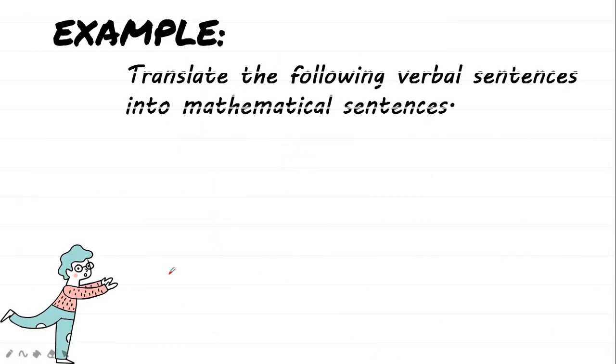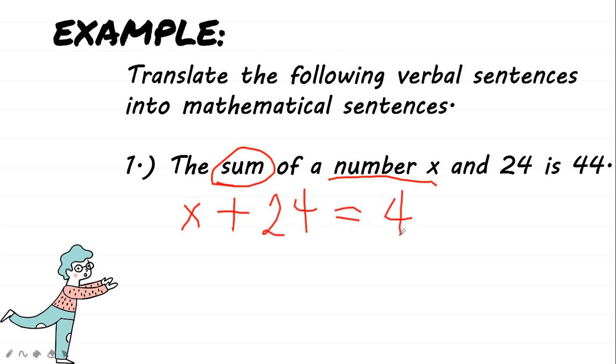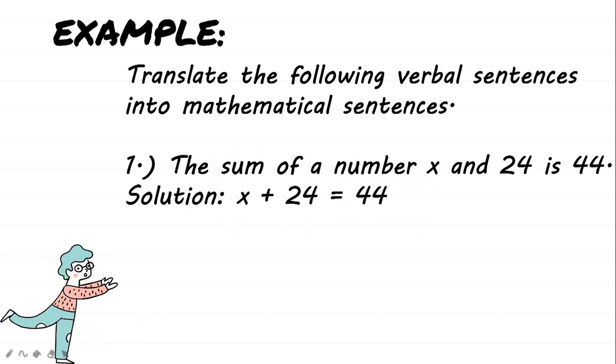Okay, so let's have several examples of translating verbal sentences into mathematical sentences. First, the sum of a number x and 24 is 44. It indicates addition. So, the sum of a number x and 24 is 44. That is how you will write this verbal sentence as a mathematical sentence. So that will be the solution.